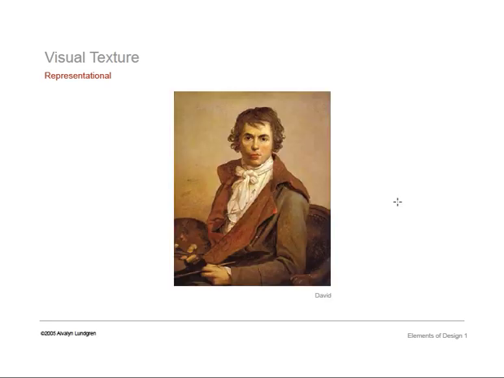And the same thing with this David painting, another self-portrait. We have the texture of the hair. There's a subtle texture in the background on the wall. There's the texture of the jacket, the texture that's created by the folds in the cravat and the shirt, and the texture of the seat and the wood here. So representational texture is drawn directly from things that actually are, and it's trying to recreate what it actually is.